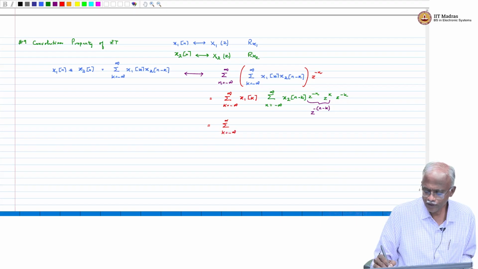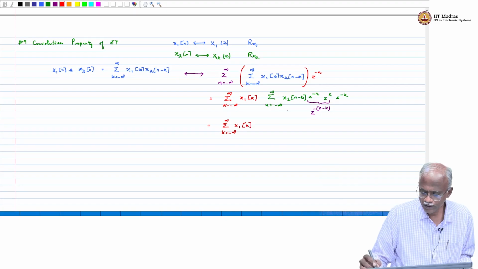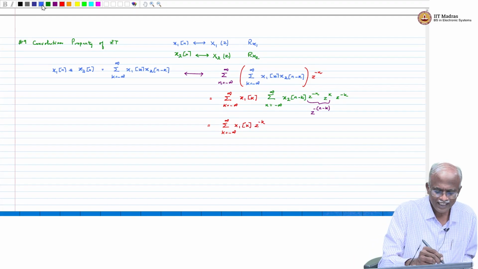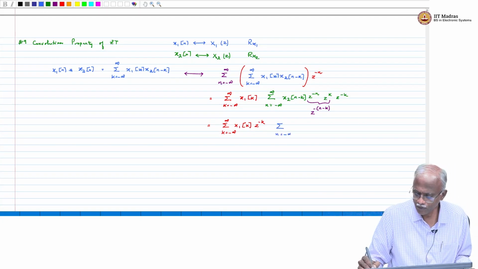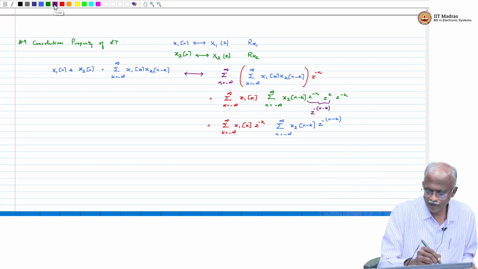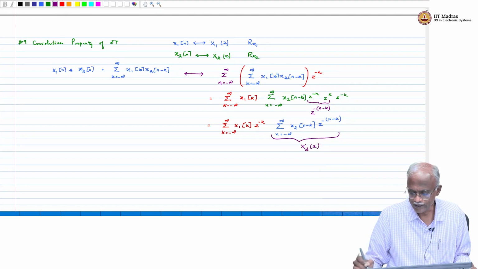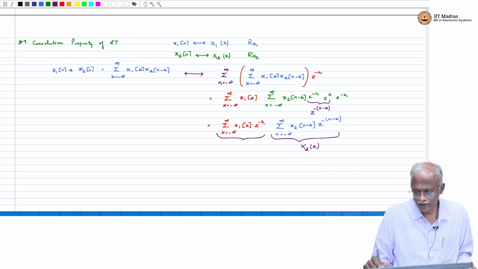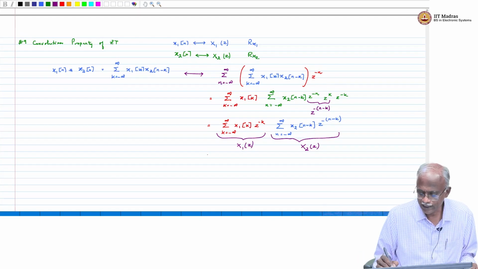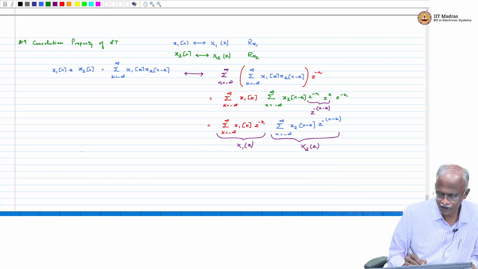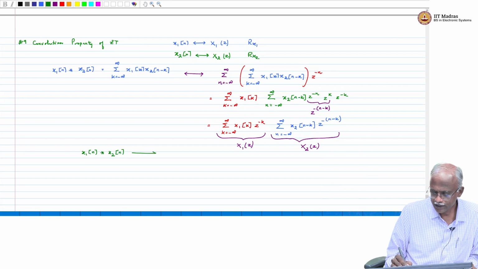Summation k equal to minus infinity to infinity, x1 of k, the second term Z power minus k comes out, it does not depend on n. The inner summation is summation n equal to minus infinity to infinity, x2 of n minus k Z power minus n minus k. By a simple change of variable, we can show that this term is nothing but X2 of Z, the Z transform of x2. This is nothing but the Z transform X1 of Z.